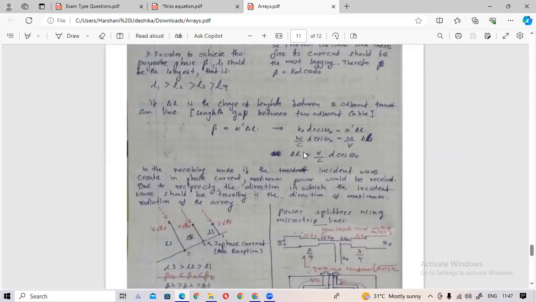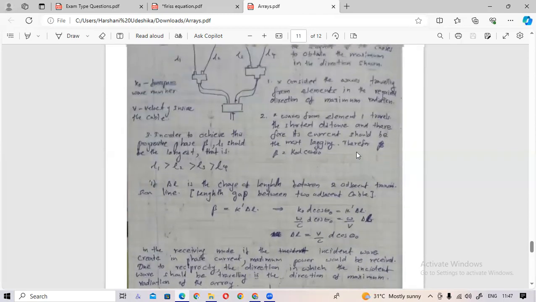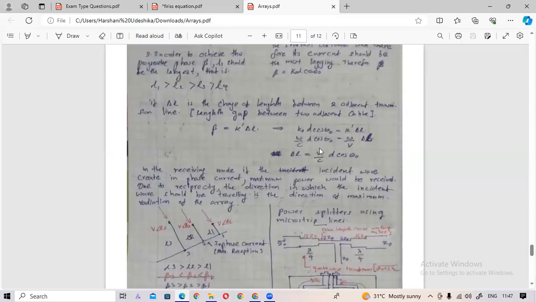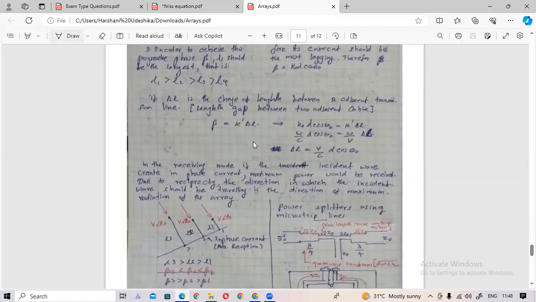And using this equation, this theta is the angle. This D is the separation of the elements, and V is the velocity inside the cable. So inside the transmission line, you have to find the velocity. Maybe you can remember that for the transmission line, the velocity is equal to the velocity of light divided by the square root of epsilon effective. We have learned these things. Using epsilon effective, you can find the V value here, and C is the velocity of light.